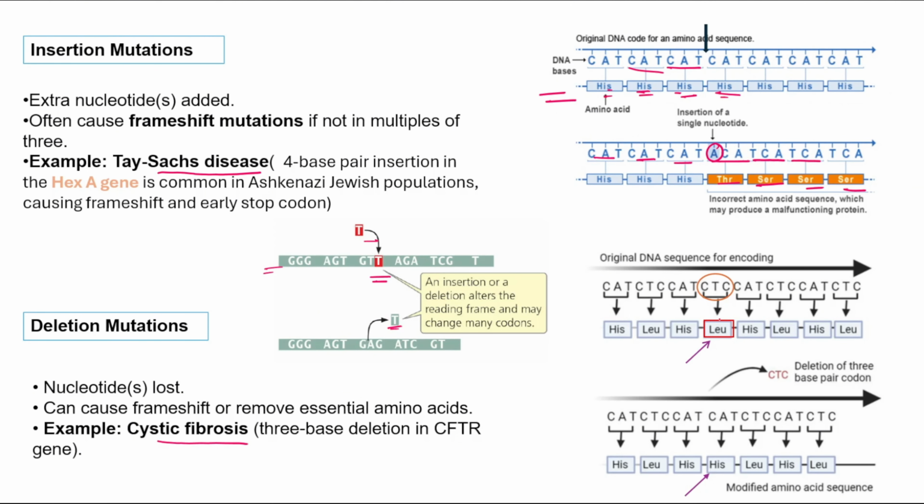Same as the deletion mutation, where 3 base pairs are deleted, CTC, and that modifies the amino acid sequence. This is the leucine. After deletion of CTC, the amino acids are histidine, leucine. That modifies the amino acid sequence. So the next mutation is the frame shift mutation.